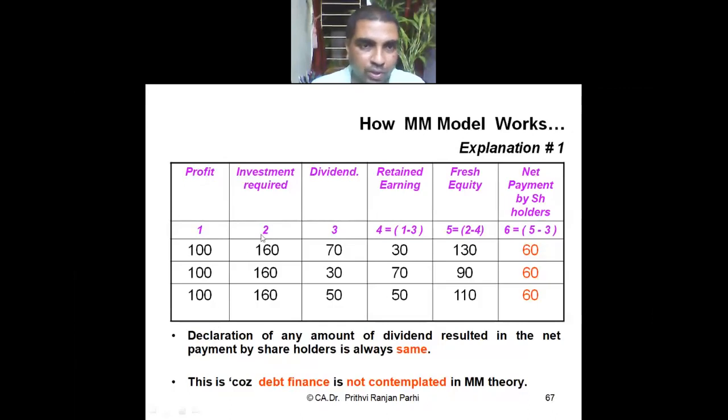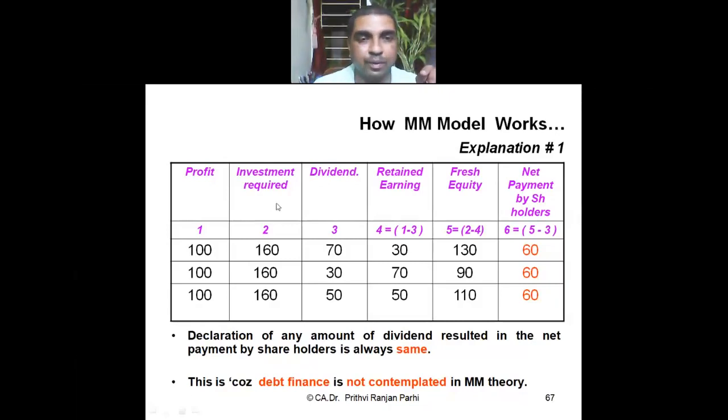What's the second column? Investment required. In the theory, we have assumed that every year we need a fixed investment. A fixed amount of money is required to make an investment. And in this particular illustration, I have taken the fixed amount required as 160. It's an assumption only. Let us say every year the company needs 160.